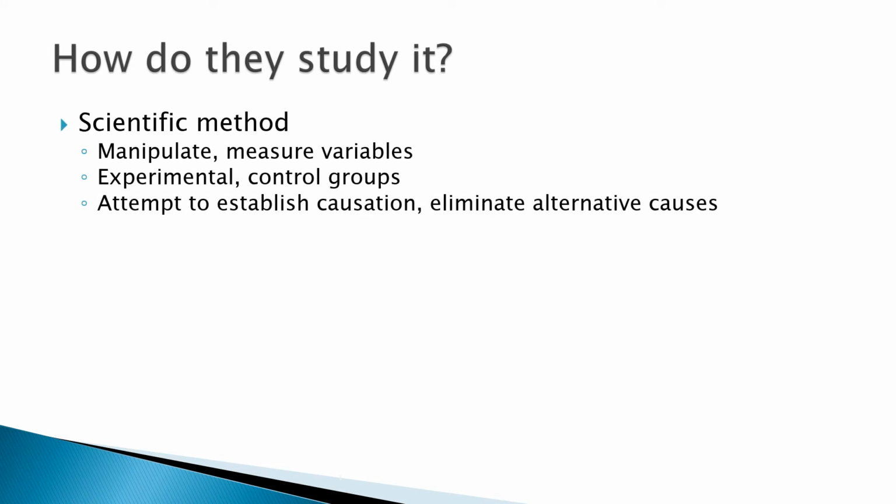So we explored a little bit more about what social psychologists studied in the previous video, and here's a little bit more about how they study it. As per the definition that Allport established, social psychology uses the scientific method. So social psychologists manipulate and measure variables, they assign people to experimental and control groups, they attempt to establish causation and eliminate alternative causes. So they attempt to do scientific research using the scientific method and inquiry, which makes it a science.